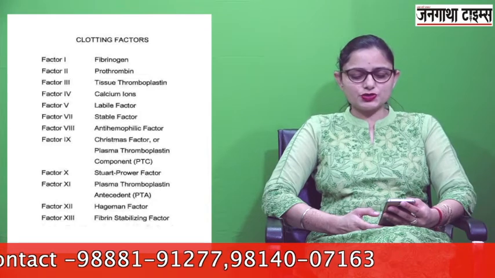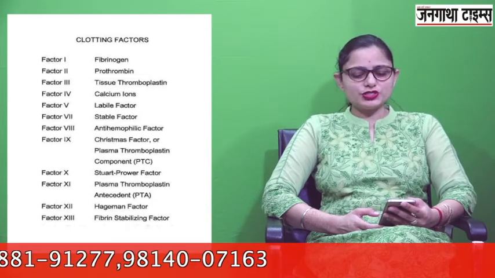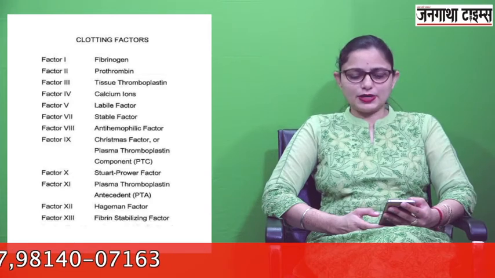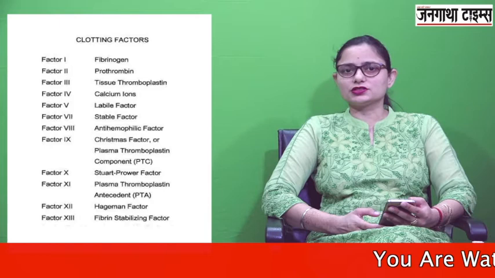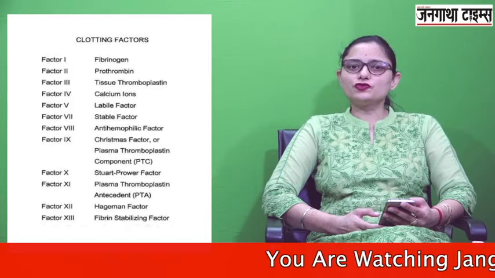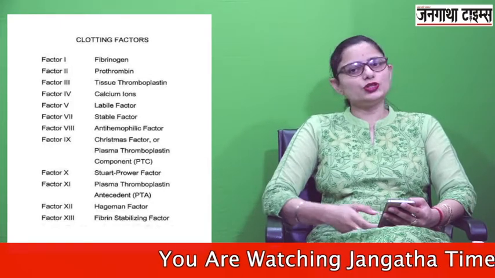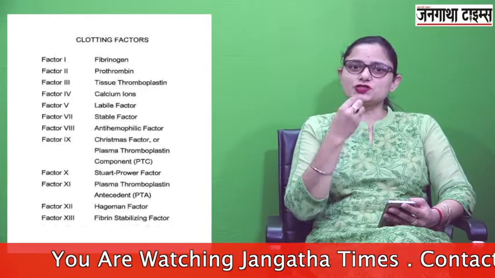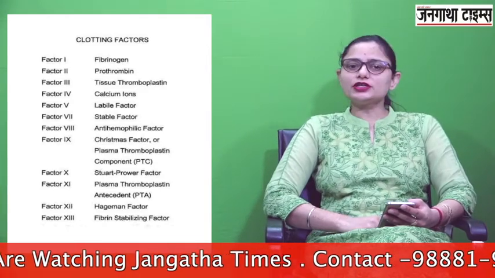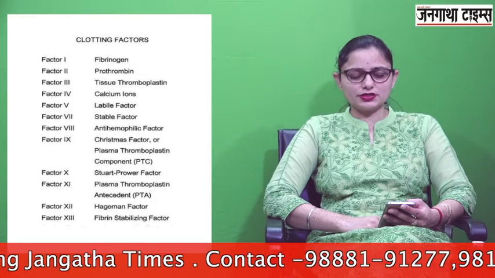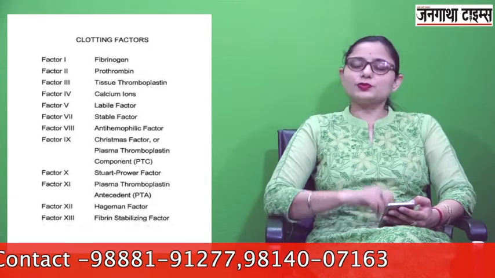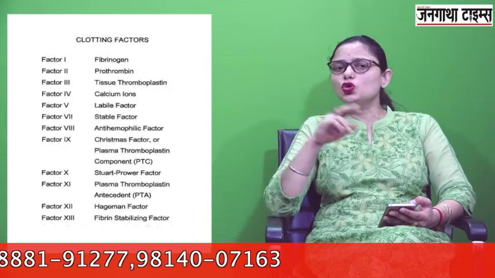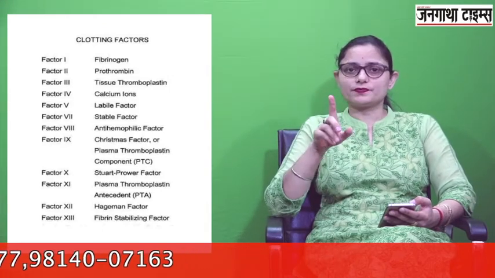Clotting factor number 3 is thromboplastin, which is released by the platelets and the injured tissue at the time of blood clotting. Clotting factor number 4 is the calcium ions, which we ingest through our food. Clotting factor number 5 is proaccelerin, which is released by liver and platelets. Clotting factor number 6 is absent. There is no clotting factor 6.